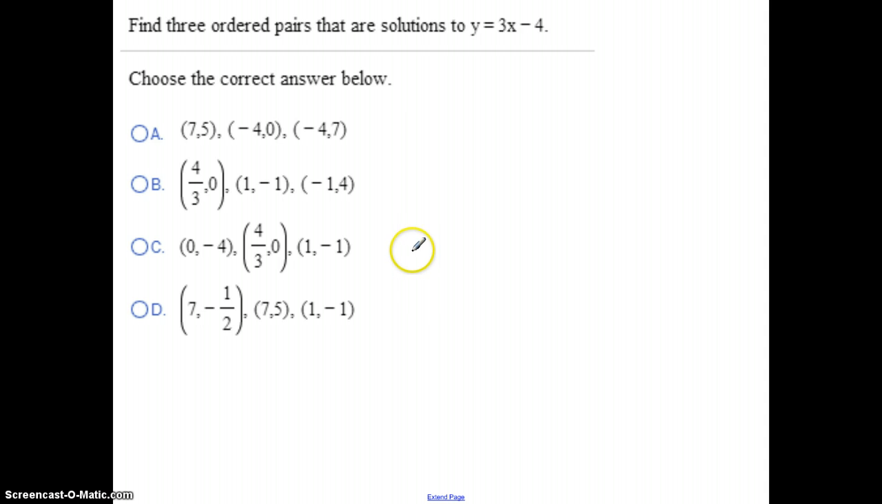Okay, next one. Find 3 ordered pairs that are solutions for this. So if I plug in an x value here, then I better get the y value out. So this one says plug in 7. So if I plug in 7, I should get 5. But when I plug in 7 here, I get 17. So this one does not work. Okay, also it means any other one that has 7, 5 doesn't work, which includes that one.